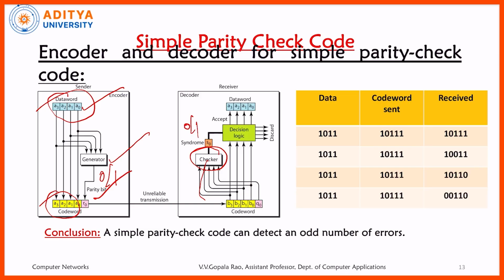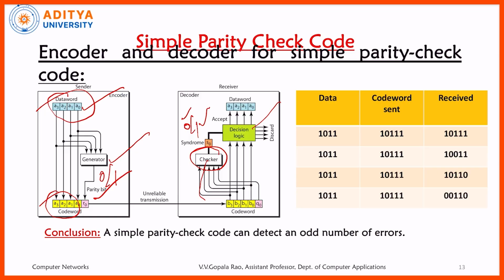Suppose the checker notices that the code word already has an even number of ones, it is going to generate a syndrome of 0. Suppose the checker notices that the code word has an odd number of ones, then it is going to generate a syndrome of 1. Whenever the syndrome value is 0, the decision logic block is going to accept the data word. Suppose the syndrome value is 1, then the decision logic block automatically rejects or discards the data word received by the receiver.